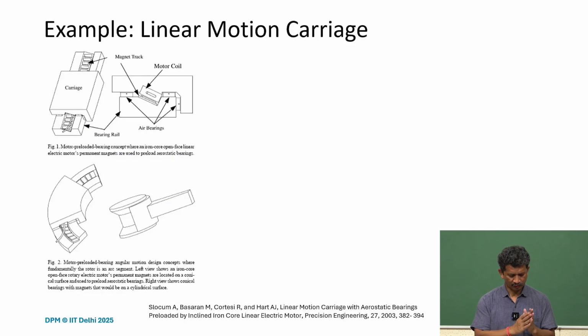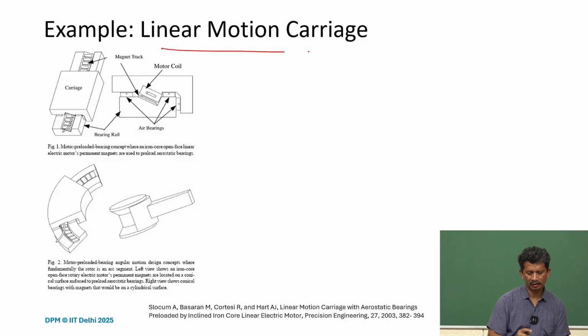There are some more examples, and this example is from MIT, from Professor Slocum's lab. What he has done is he developed linear motion carriers. As I said, preloading is one of the key features required if we want to work with air bearings. In this design, he has used an inclined linear motor. It provides the traction, but at the same time it also provides the magnetic preload, so this preloading is in this direction.